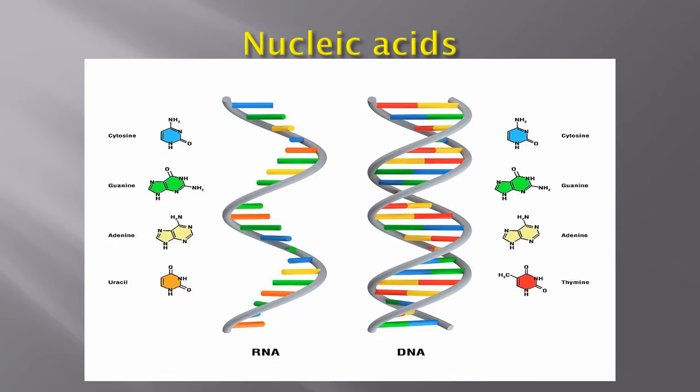Usually the RNA is a single-stranded molecule with a number of nitrogenous bases attached. You can see the cytosine, guanine, adenine, uracil. Whereas the DNA is a double-stranded molecule where you have cytosine, guanine, adenine and thymine. So we are going to go into the detailed structure of these nucleic acids.